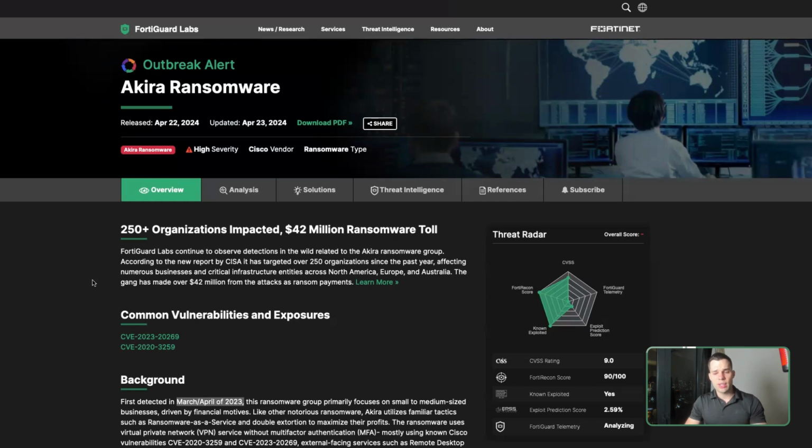Now, this specific threat actor, though, is leveraging very old vulnerabilities. They're leveraging vulnerabilities in Cisco's VPN solutions from 2020 and 2023. And when we look at these vulnerabilities, they're quite critical. One of them has a CVSS score of over 9. The other one, 7.5 out of 10.